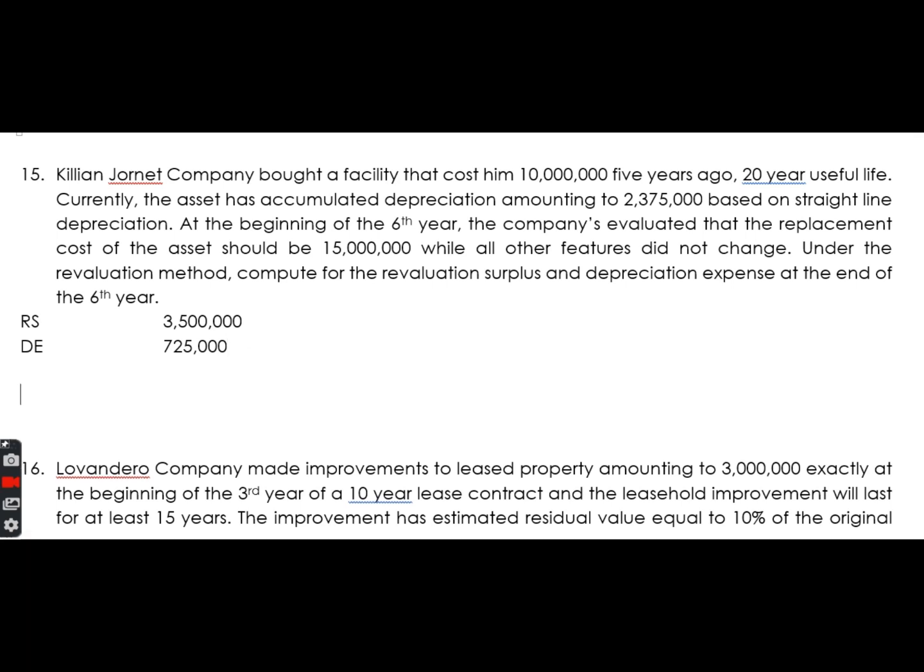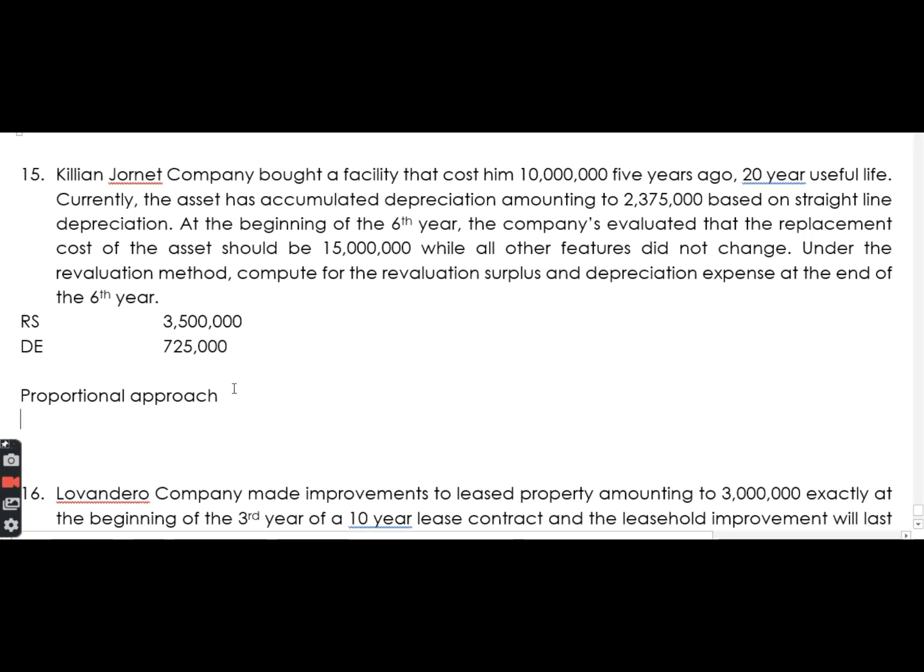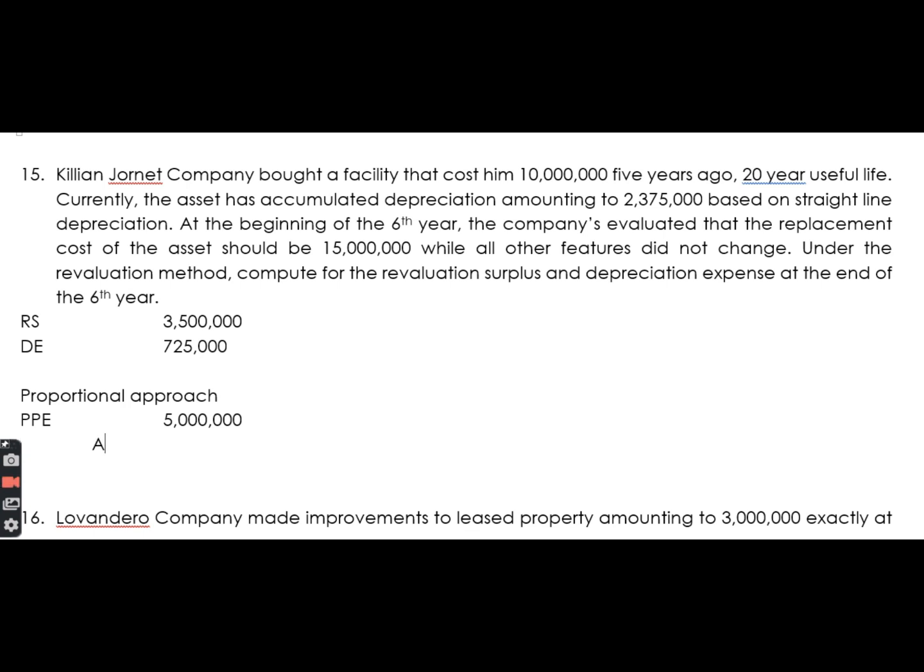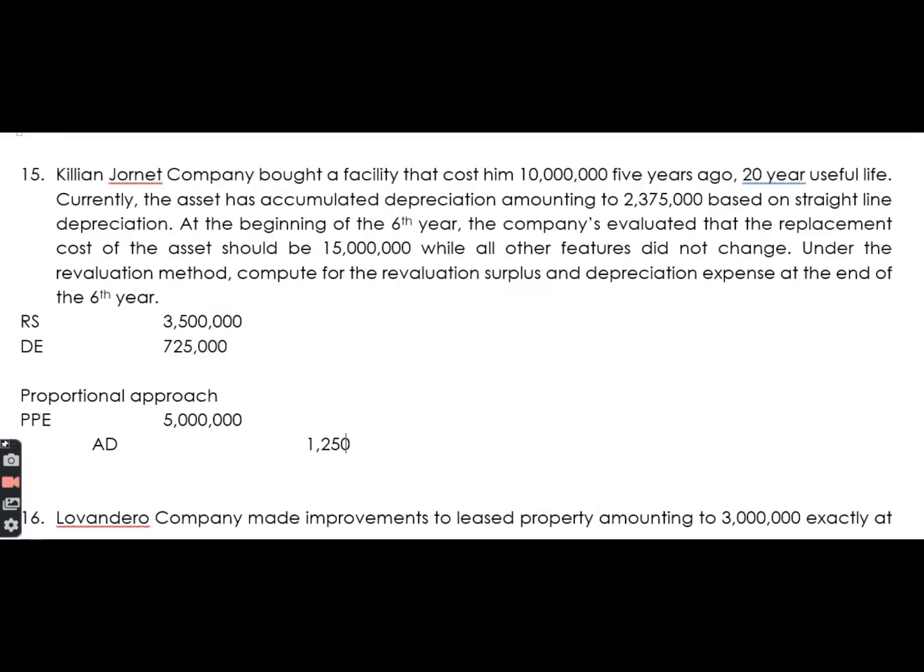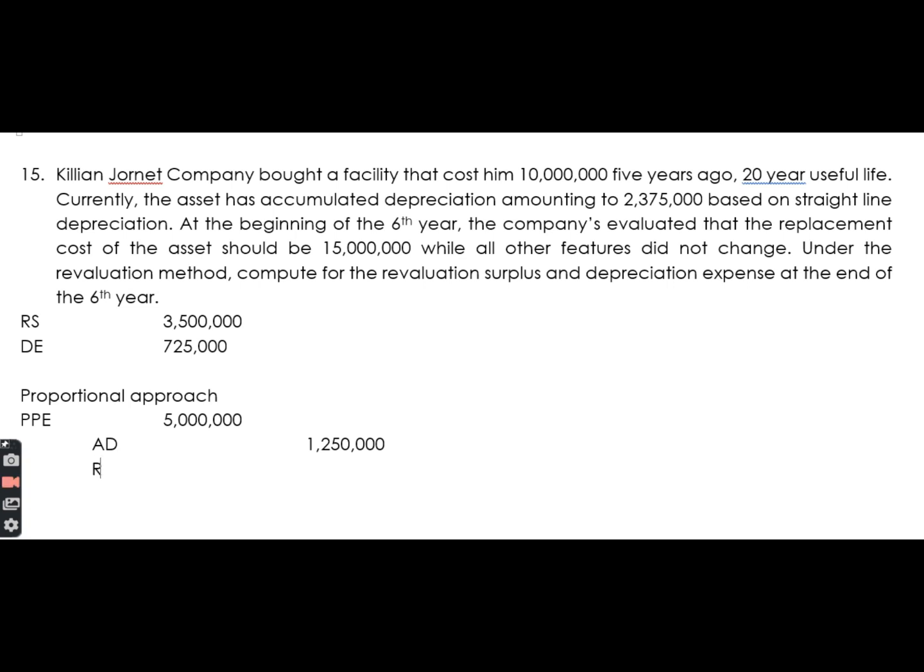ganito gagawin mo. Kapag proportional approach tayo, paano ang entry natin sa revaluation surplus? Ang gagawin natin, tataasan natin yung cost ng facility na lang. So, PPE na lang kunyari. Ang increase daw niya 5 million. So, 5 million ang debit ko dito. Tapos, tataasan ko din yung accumulated depreciation. Based on the information, ang increase ng accumulated depreciation is 1,250. So, 1,250. Tapos, credit ako ng revaluation surplus dito na 3,500.